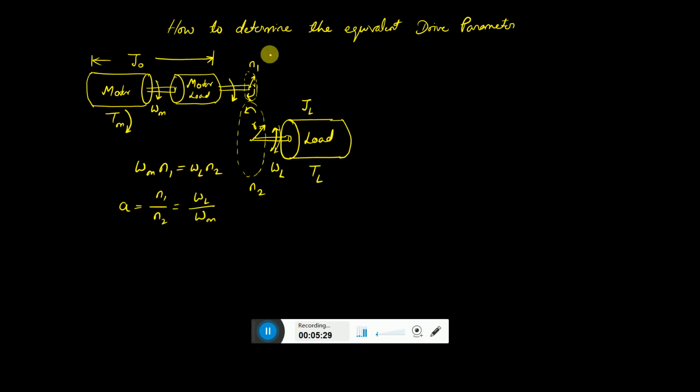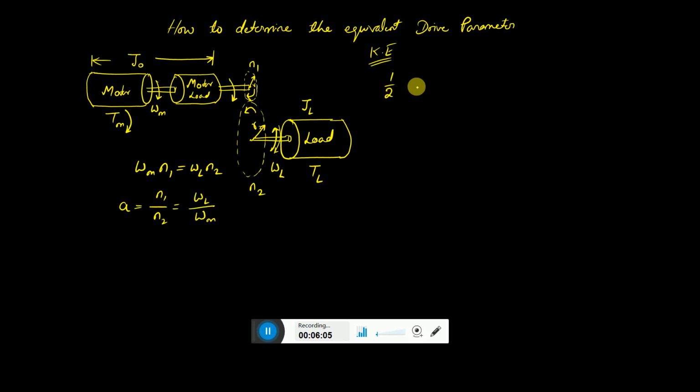Now, how to determine the equivalent drive parameter. If J0 is the inertia of the motor over here and JL is the inertia of the load, what is the total inertia felt by the motor? That is the question. To answer that, we can equate the kinetic energy, thinking that we have a motor directly connected with the load, and the entire thing has some equivalent moment of inertia.